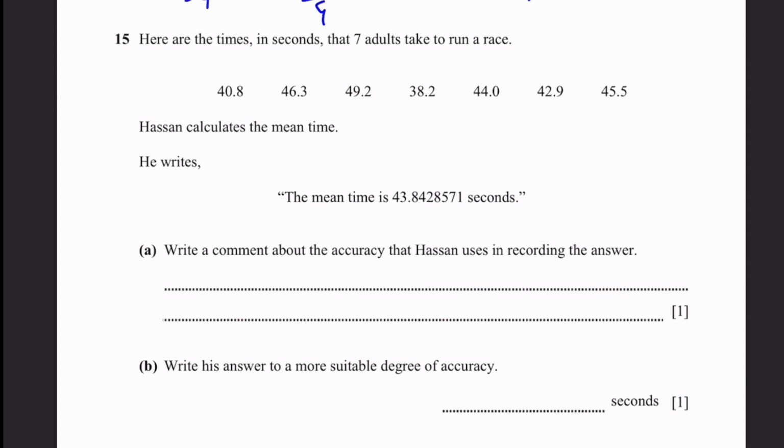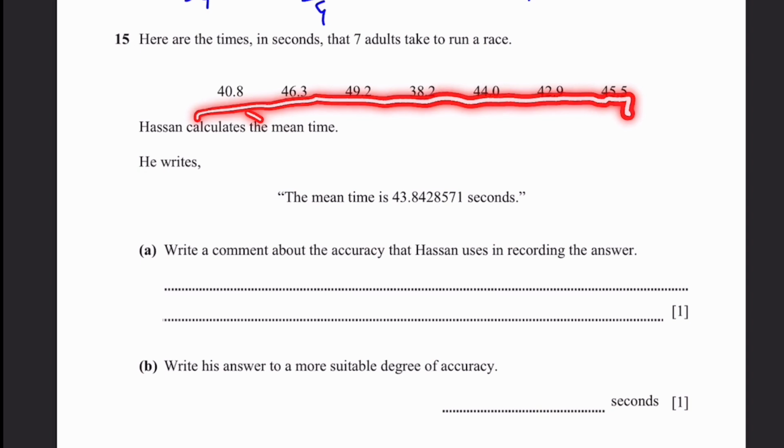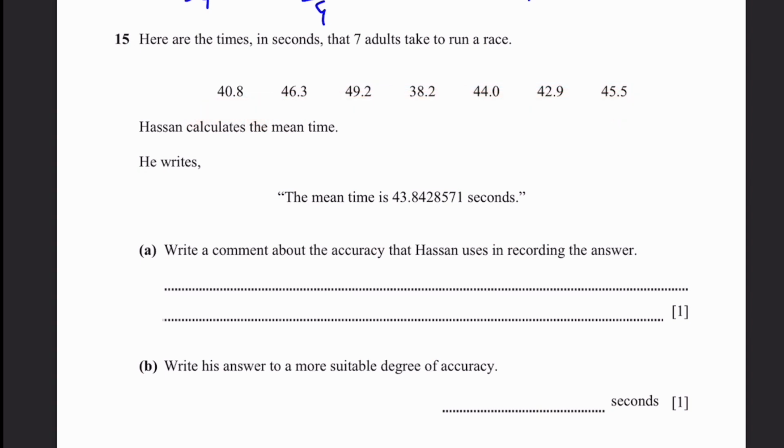Question 15. Here are the times in seconds that 7 adults take to run a race: 40.8, 46.3, 49.2, 38.2, 44, 42.9, and 45.5. Hassan calculates the mean time. He writes, the mean time is 43.8428571 seconds. A. Write a comment about the accuracy that Hassan uses in recording the answer. So he has written his accuracy as 7 decimal places, which is of course too much.